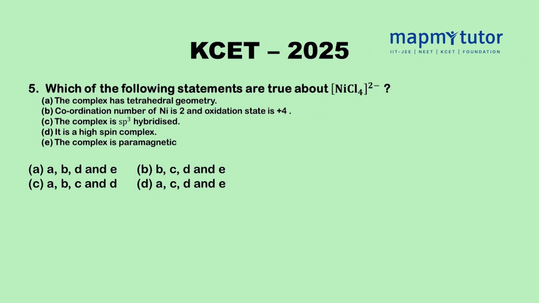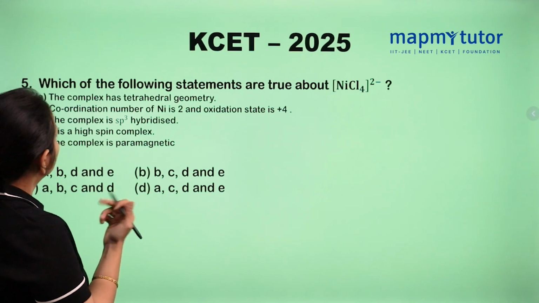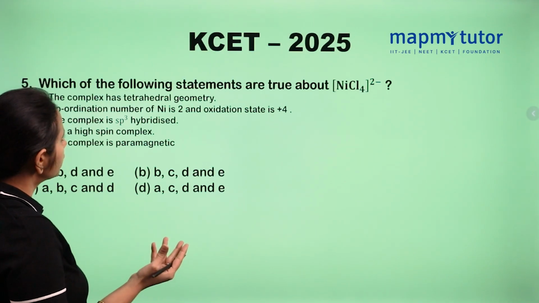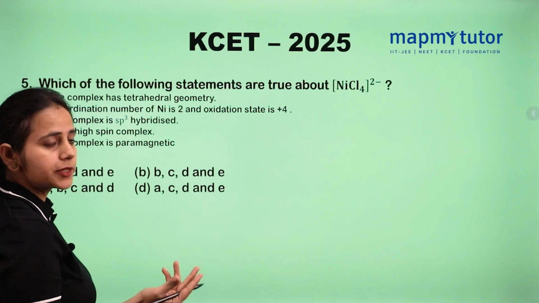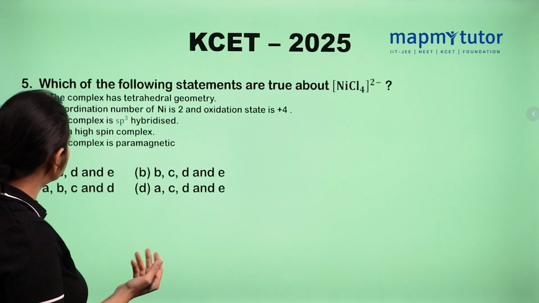Which of the following statements are true about NiCl4 negative? We need to select the true one. The options are: the complex has tetrahedral geometry; the coordination number of nickel is 2 and oxidation state is +4; the complex is sp3 hybridized; it is a high spin complex.